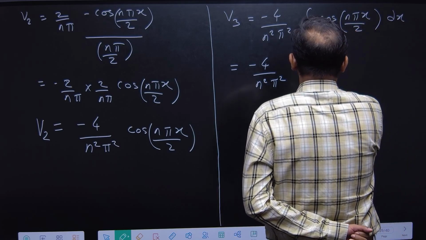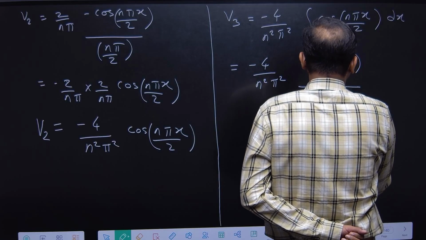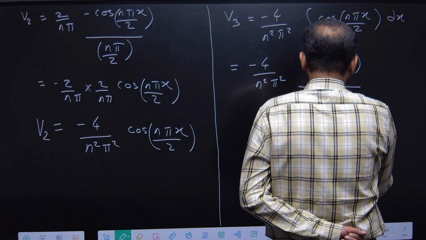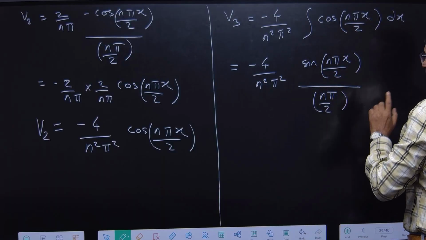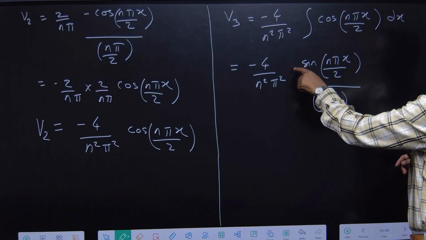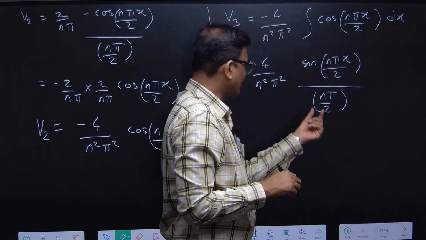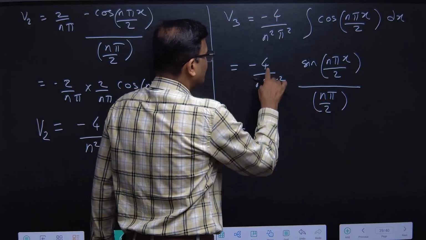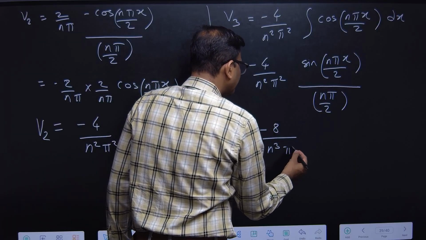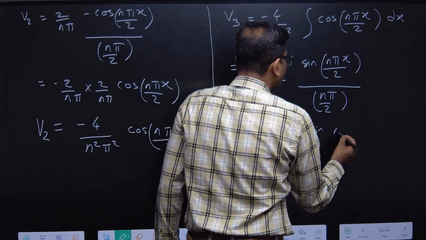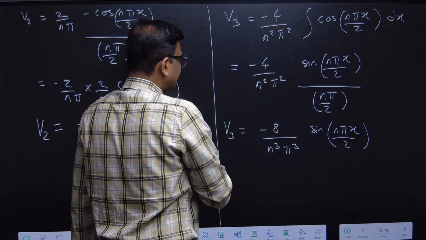Integration of cos n pi x by 2 will become sine of n pi x upon 2 divided by n pi by 2. Integration of cos ax is sin ax upon a. Here in place of a it was n pi by 2. Again, the reciprocal of n pi by 2 will get multiplied. It will be minus 4 into 2 upon n square pi square into n pi. So see, the reciprocal of this n pi by 2 gets multiplied, and this 2 into 4 becomes 8. N square pi square into n pi becomes n cube pi cube into sine of n pi x upon 2 as our V3.